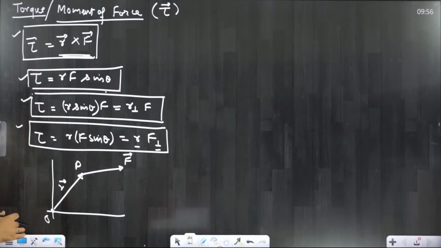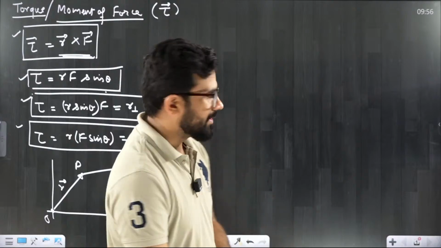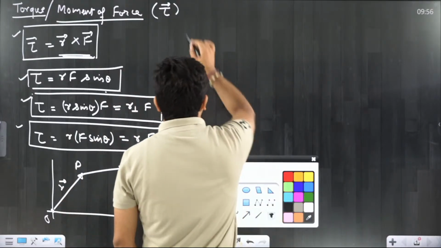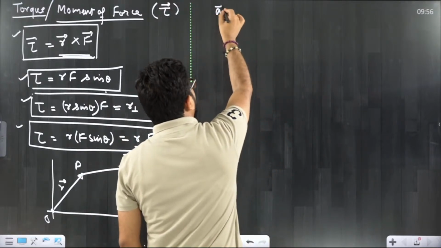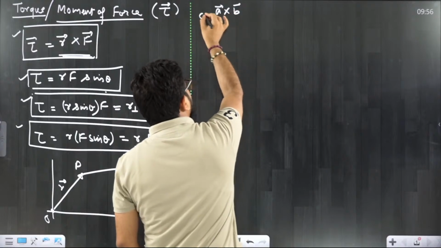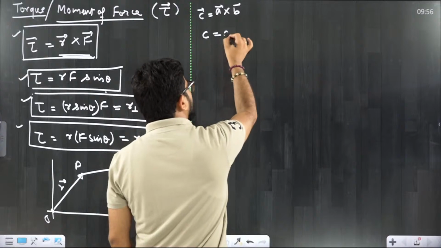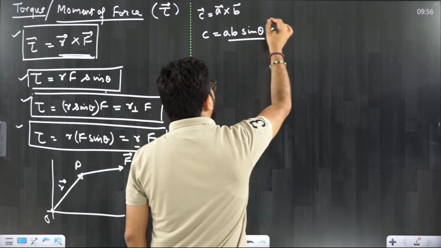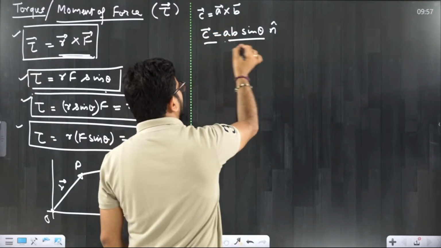For that we have to understand the cross product. Everyone already knows about the cross product, but I am just revising it for you so you understand how to take the cross product. Suppose A cross B vector is equal to C vector. That means C can be written as A into B into sine theta, and one more term, n cap. What is the n cap? I will tell you, don't worry about it.